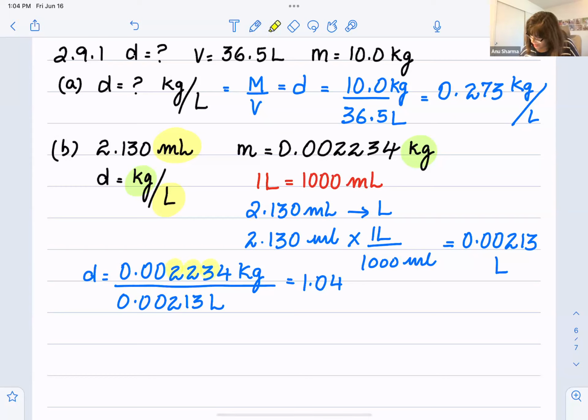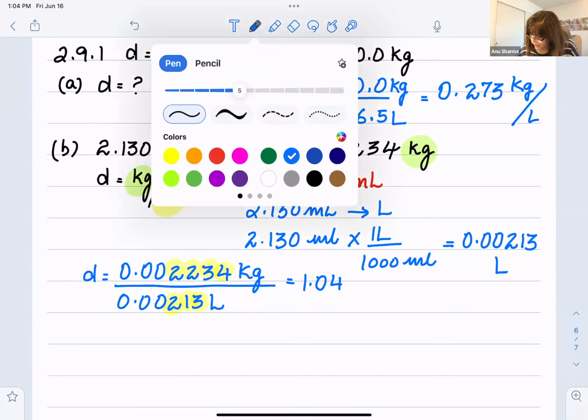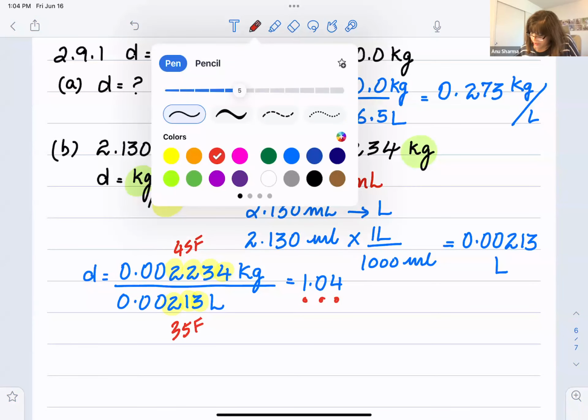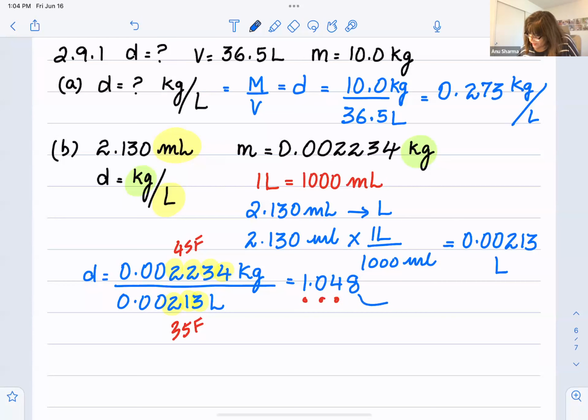And here, let's do the significant figures. 1, 2, 3, 4: 4 significant figures. 1, 2, 3: 3 significant figures. So your answer should be 3 significant figures. On the calculator, we see this is 1.048. Now 8 is more than 5, therefore 4, you add 1, and that becomes 5. So your answer is 1.05 kilograms per liter. That's the answer.